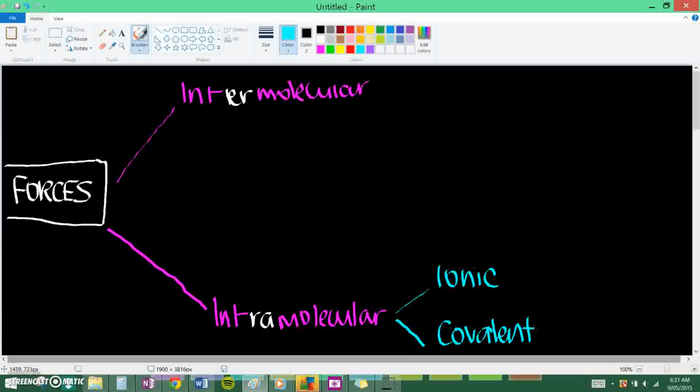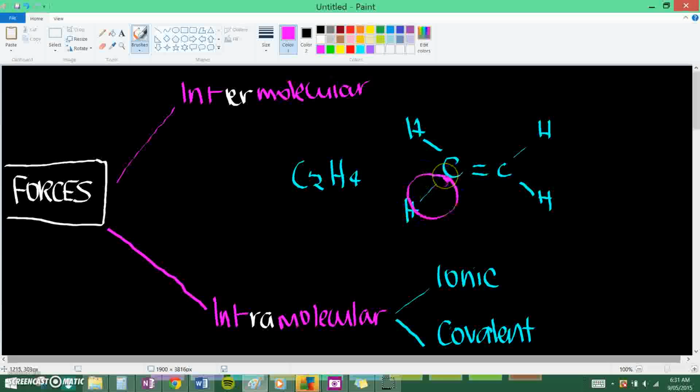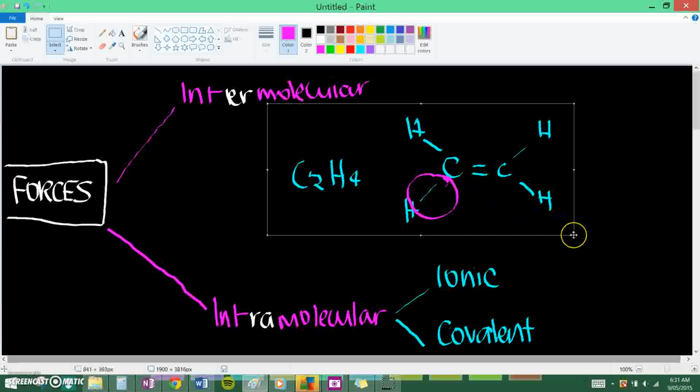Intramolecular is just the bonds formed inside a compound, atom to atom. So if you're doing, say, C2H4, there would be CH. This is an intramolecular force because it is a covalent bond.